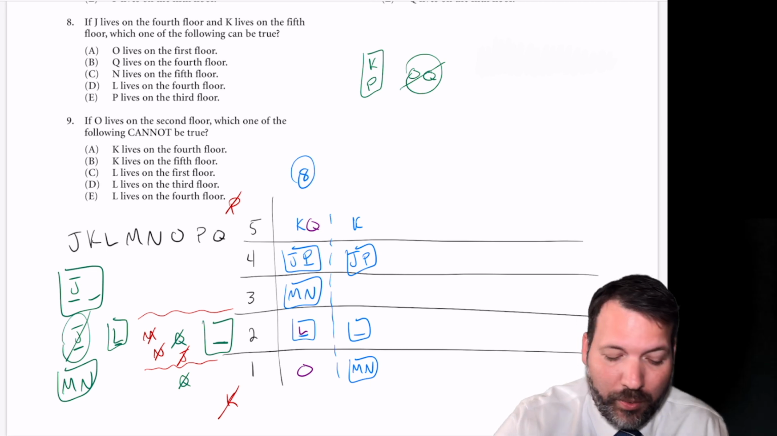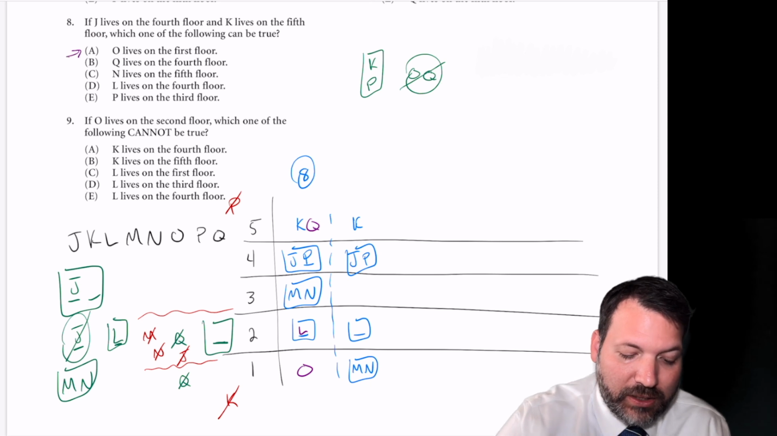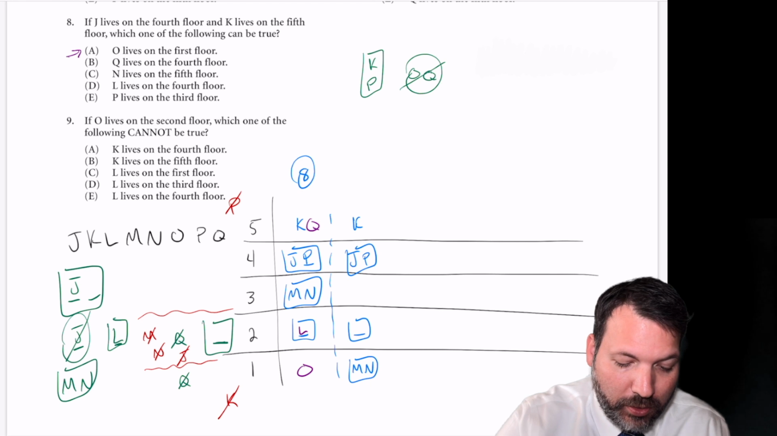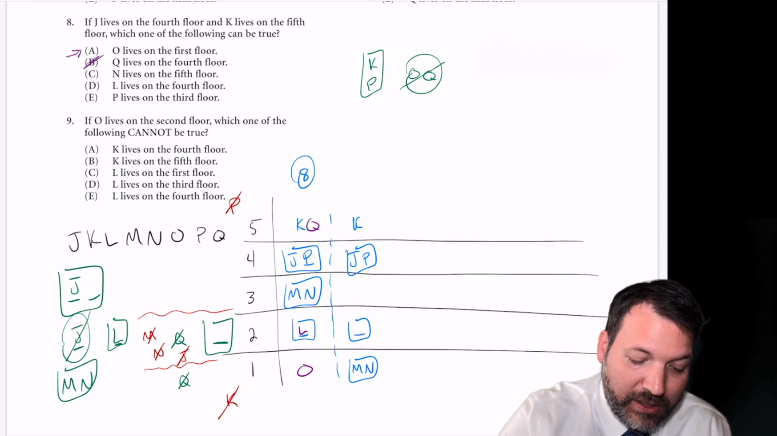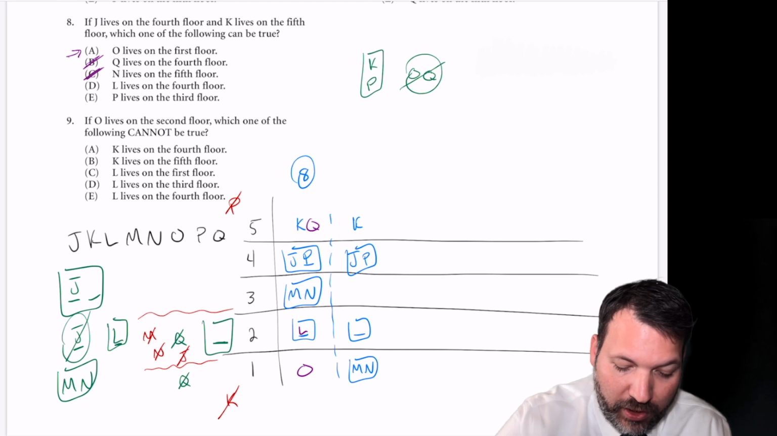So normally we want to just find an answer and be done. Because this question has given us such trouble, I'm going to keep A, but I am going to go ahead and check the others real quick. Q lives on the 4th floor, so that's definitely impossible. N lives on the 5th floor. Nope, only 1 or 3. L lives on the 4th floor.